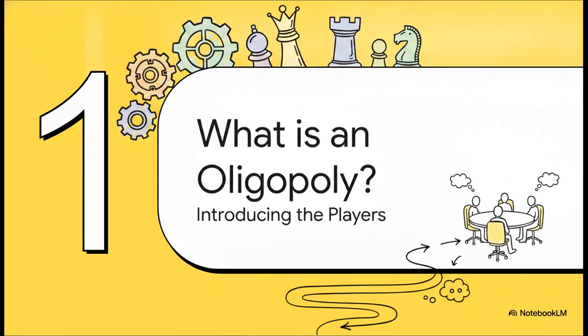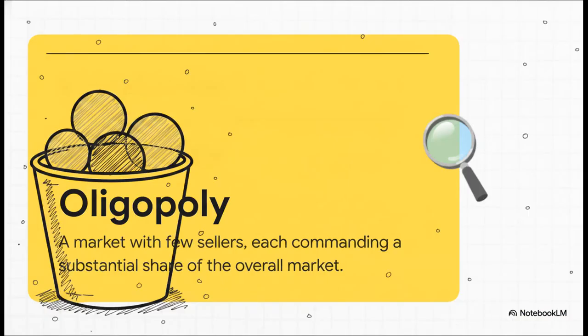Okay, Section 1. What is an oligopoly? Introducing the players. So before we really get into the game, we got to know who's sitting at the table. The defining feature of an oligopoly is that we're talking about a market structure with more than one, but typically less than 8 sellers. And each of these sellers commands a very substantial share of the market.